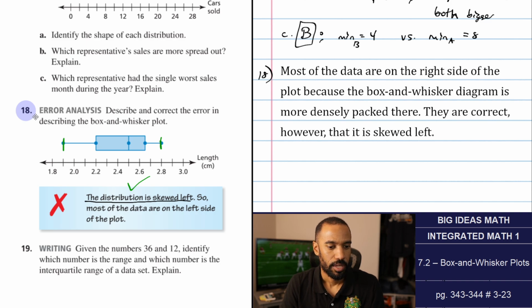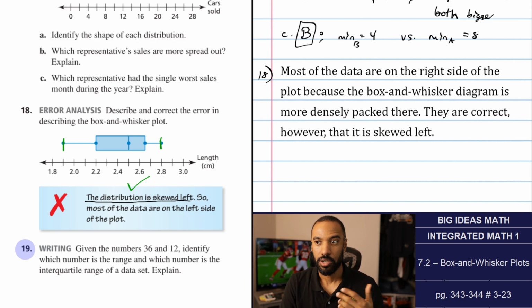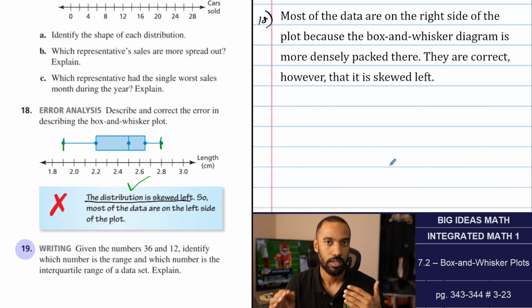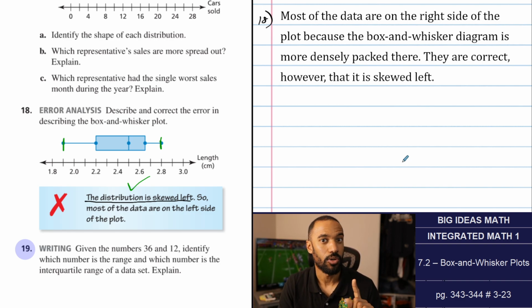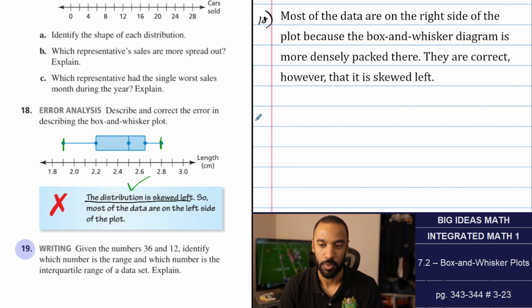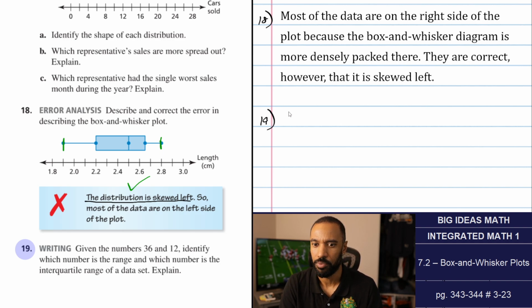Number 19. Given the numbers 36 and 12, identify which number is the range and which number is the interquartile range of a data set. Explain. 36 has to be the range because range has to be greater than or equal to the interquartile range. Interquartile range has to represent something within, which has to be a smaller value. It can be equal if Q1 and Q3 are the same as the min and max, respectively. But kind of a weird question, but I guess it's important to know.